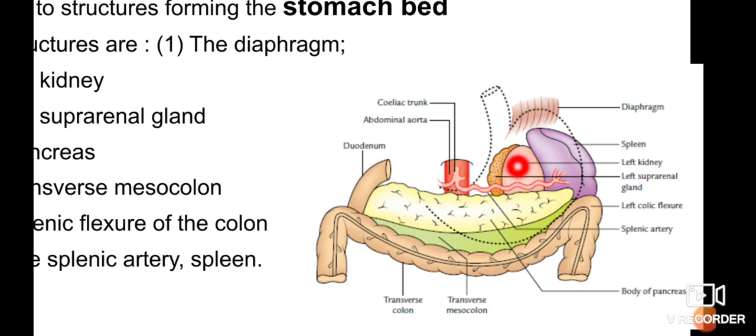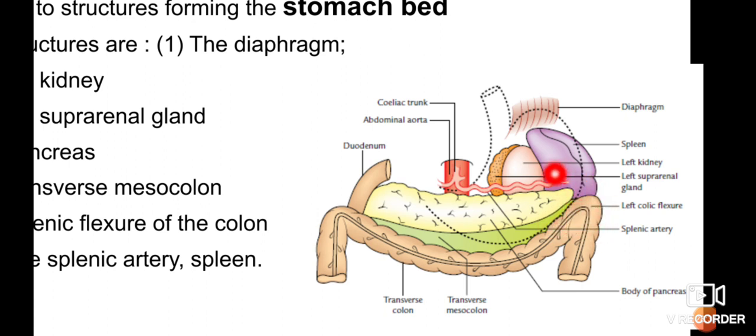One is the left kidney, left suprarenal gland, spleen, splenic artery, pancreas. This green color is the transverse mesocolon. Then the splenic flexure. Splenic flexure means the bend of the transverse colon at the level of the spleen. This transverse colon is bending at two areas, one at the area of the liver, which is called hepatic flexure, the other at the area of the spleen, which is called splenic flexure.